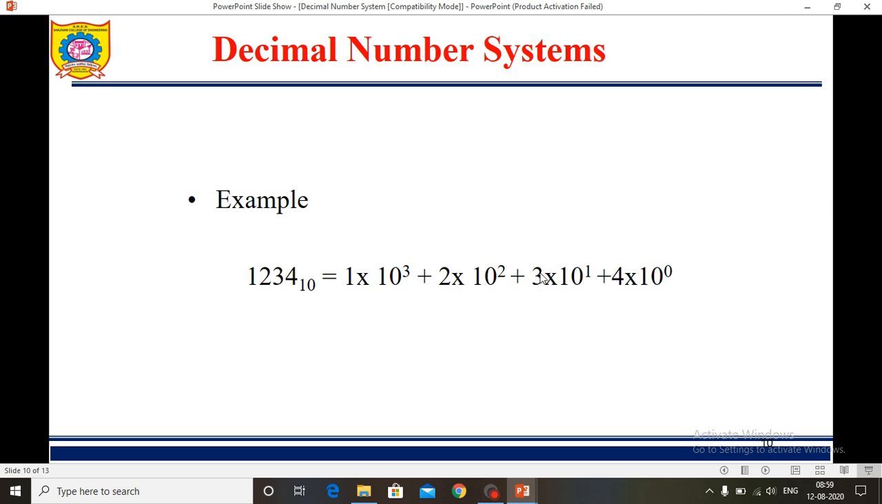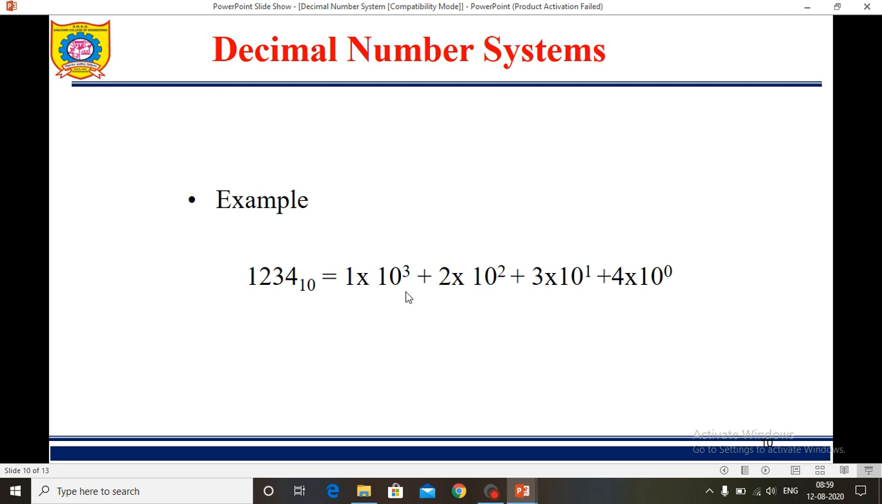Then it is the tens place. So 3 into 10 raised to 1. The next digit on the left is 3, so 3 into 10 raised to 1. The next digit is 2, so 2 into 10 raised to 2. So the power is increasing: 0, 1, 2, 3. If you perform this computation, together it will give you 1234. You are supposed to compute this on your own.